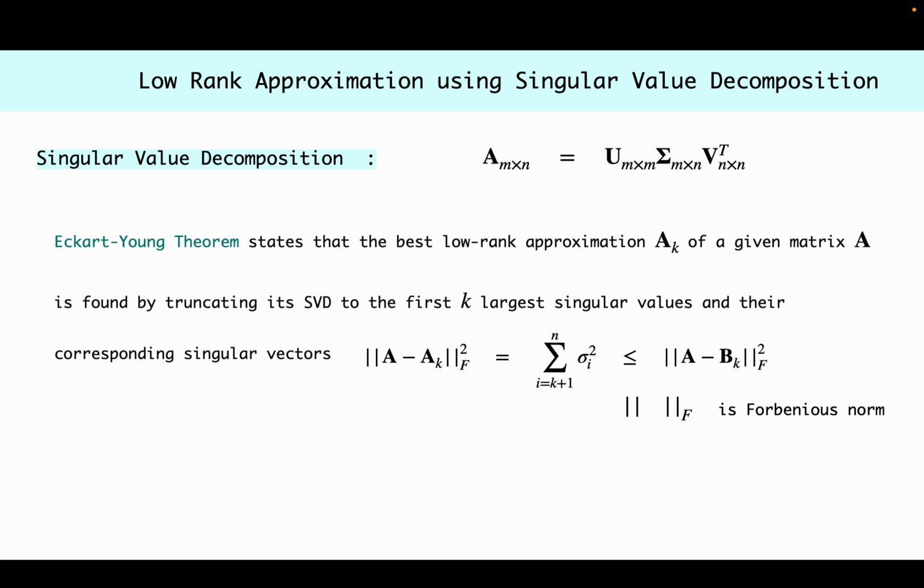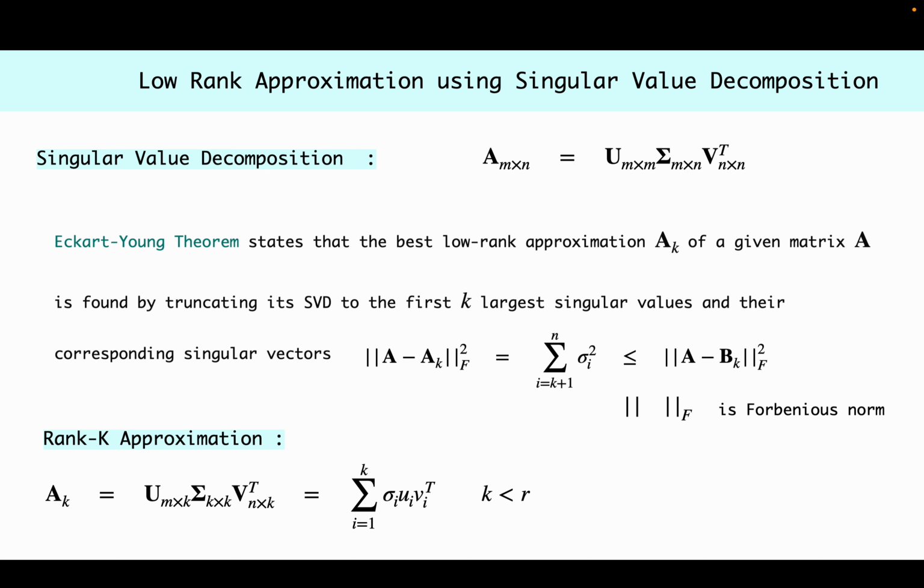So the best in this sense means that the error between A and A_k, computed using Frobenius norm, is less than for any other matrix B_k. If you take the kth rank approximation of all matrices and compute the error with the A matrix, the matrix obtained using SVD, which is A_k, will have the least error as compared to any other matrix. That's what this theorem states, and in that sense SVD gives the best kth rank approximation of any matrix. So this low rank approximation can be obtained using SVD as follows.